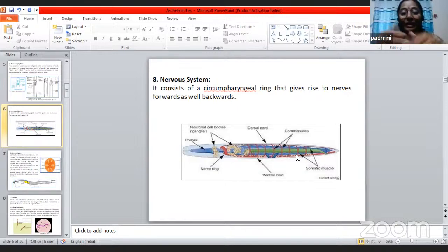So that is not present over here. So each nerve ring has to be connected with one another in a commissure form, so that when they come across any unfavorable condition, they'll be able to escape from that place. So that is why they are made up of those commissures. So that is the nervous system over there.